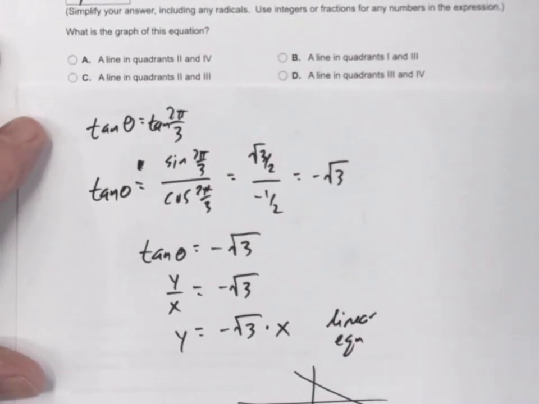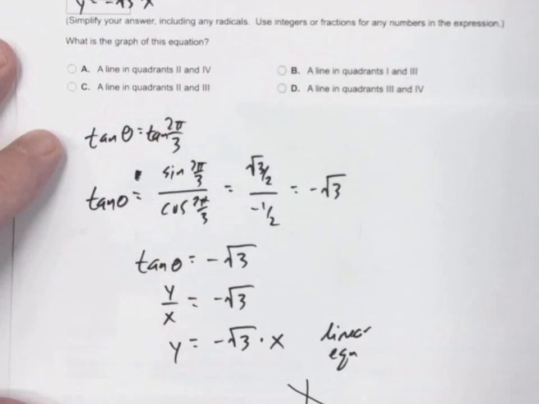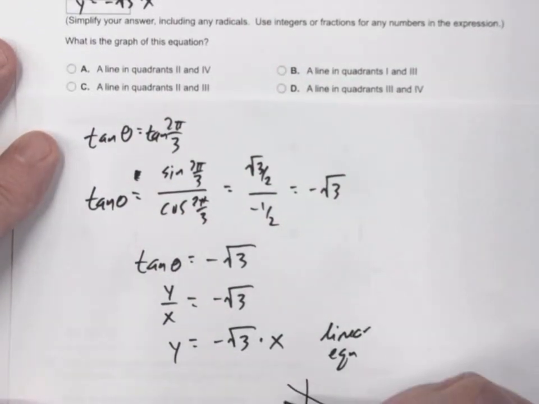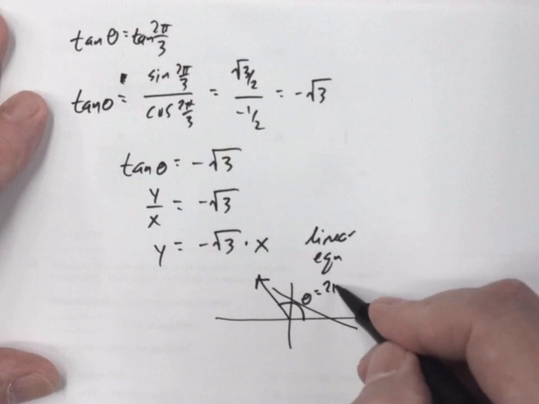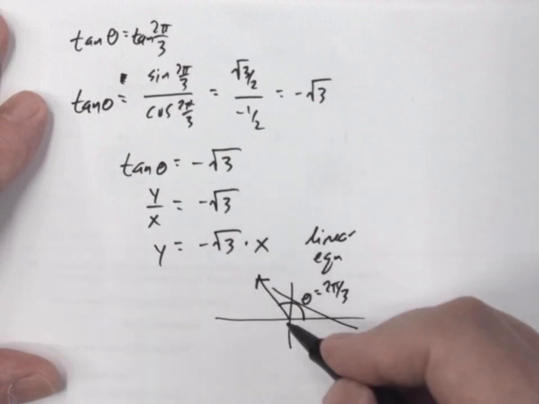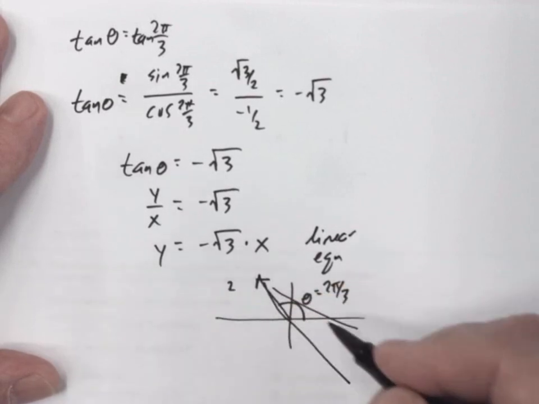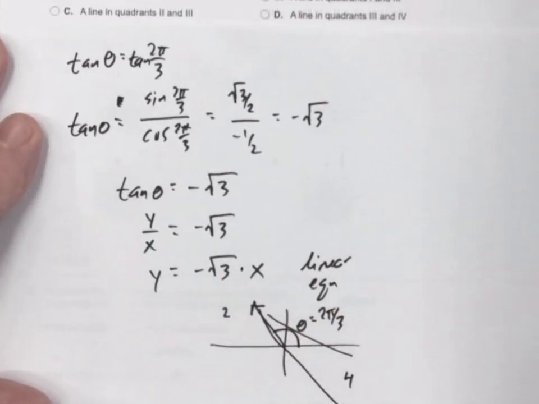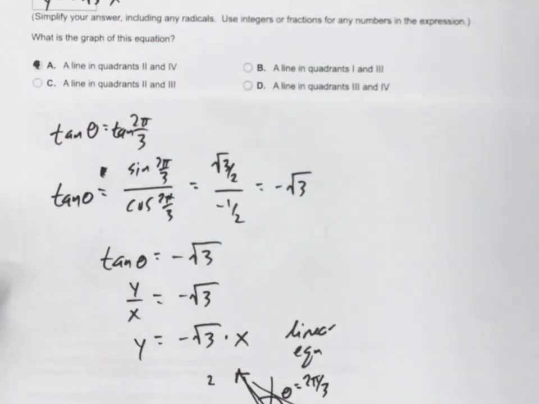So which quadrants is it going to be in? Well, actually, let's go back to 2 pi over 3. 2 pi over 3 is right here. So if you think of this line going like this, it's definitely going to be in quadrants 2 and 4. So it's got to be A.